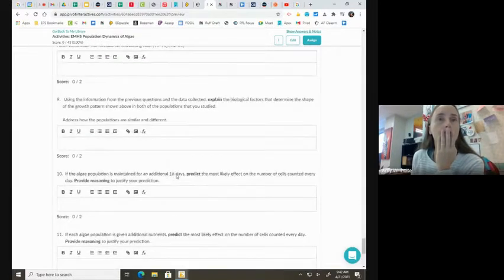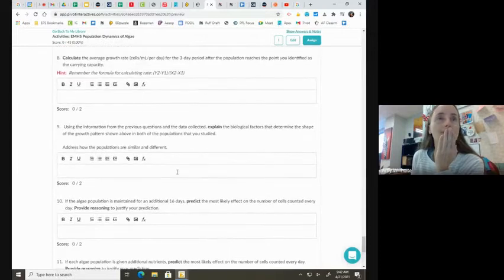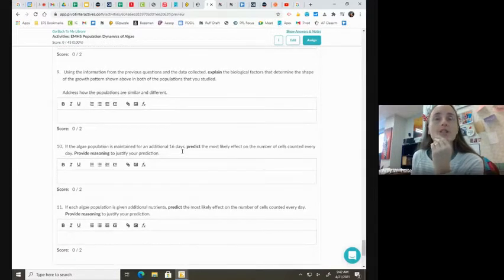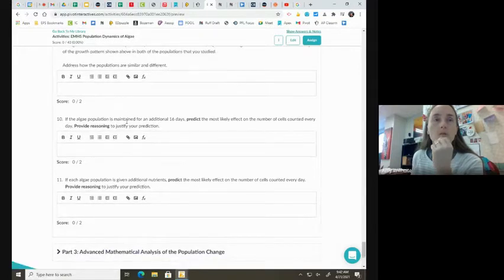Okay. I need to remember what number I'm on because then I have to sit here and read all these. Okay. Using the information from the previous question, explain the biological factors that determine the shape of the growth, for both populations you studied. So we want to know why one of the slopes was lower than the other one. Just talk about that. Biological factors that determine the shape of the growth pattern. So how come one of them had a steeper growth than the other one? It's going to be based on your nutrients.